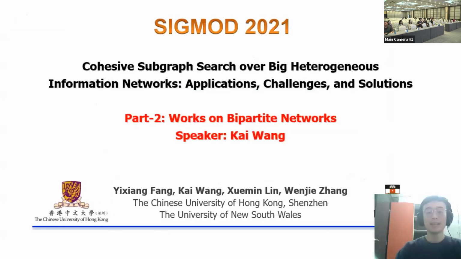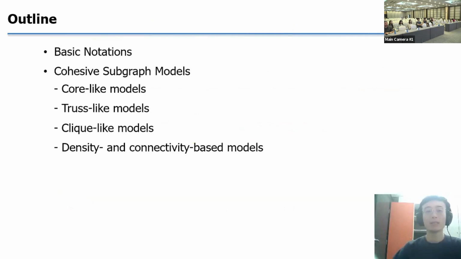Hello everyone, thanks for joining our tutorial. My name is Kai Wang. In this part, I will present works on bipartite networks. Here is the outline of my presentation. Firstly, I will introduce basic notations of bipartite networks. And then I will introduce the cohesive subgraph models on bipartite networks, including core-like, truss-like, clique-like, and density and connectivity-based models.